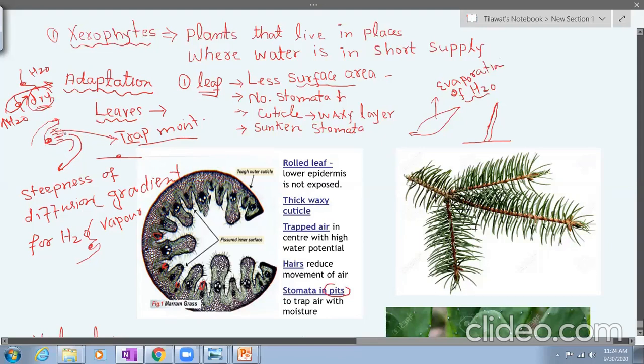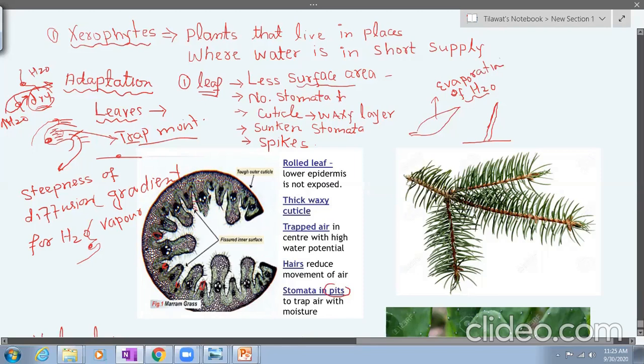Usually, this leaf is covered with spikes, right? The leaf of this plant is covered with spikes. You can see here, this is actually marram grass. This grass is present in dry places, especially in deserts, and this plant has special adaptations, like you can see it has sunken stomata and spikes.